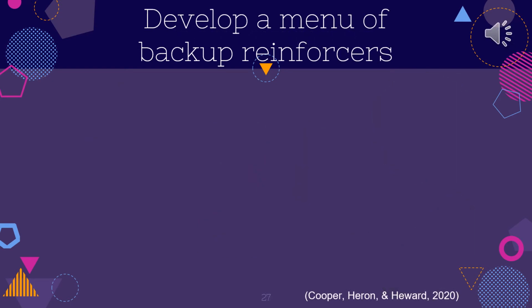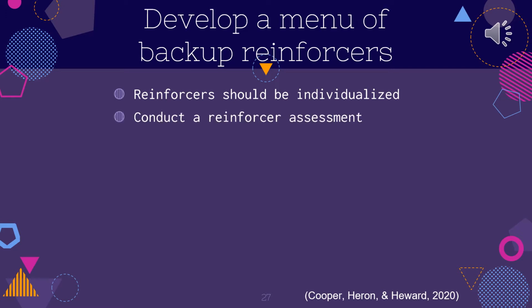The next step is to develop a menu of backup reinforcers. As a reminder, reinforcers should always be individualized. A good way to ensure that this is done is to conduct a reinforcer assessment to help best determine what known items the client would like to use as reinforcers. This should also be redone as the token economy continues to be in effect to ensure that preferences have not changed, and updated as necessary.